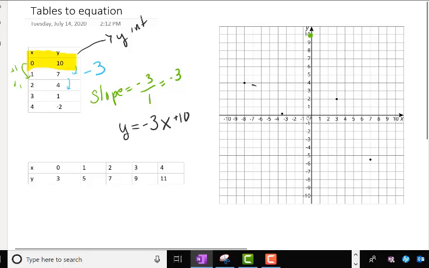Point 1, 7 is a point. 2, 4 is a point. I could put all of them in, but I'm not going to. And I draw my line. So if you need to, you could graph.